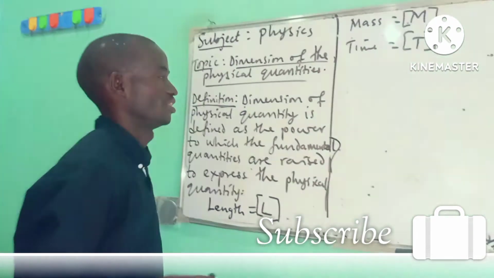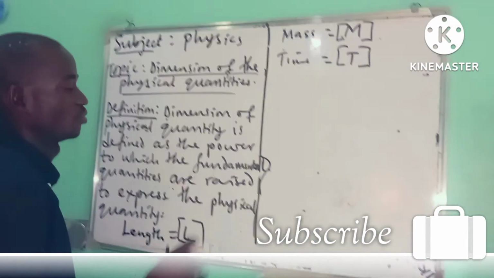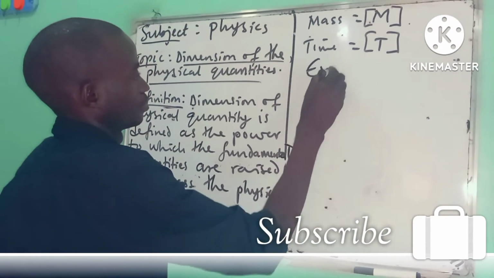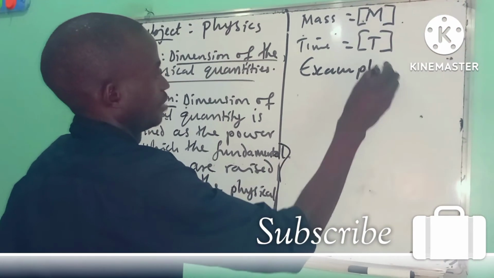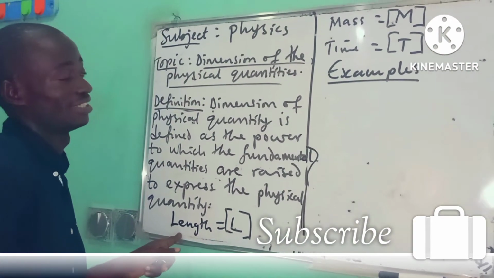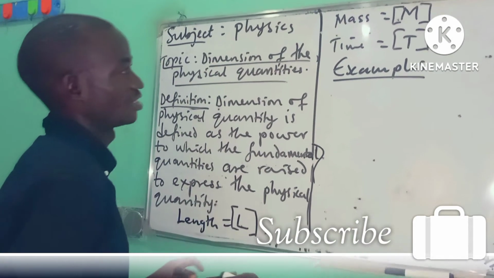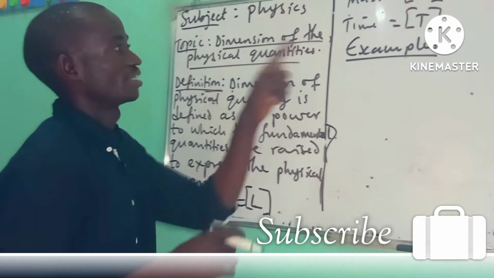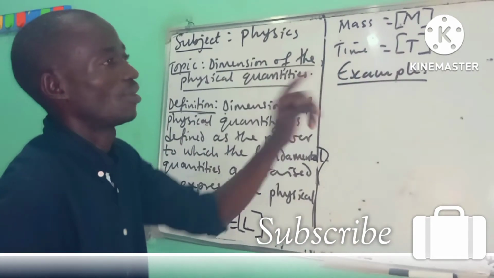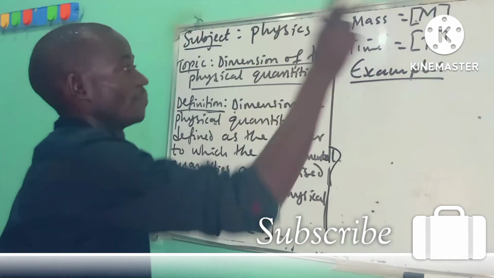So we are going to look at examples of dimension of physical quantity with the help of length, mass, time. Examples of dimension of physical quantity, and we are going to begin with length as well. Now, in writing the dimension of physical quantity, we'll make use of capital letter L, capital letter M, capital letter T. All other physical quantities are expressed in terms of L, M, T.